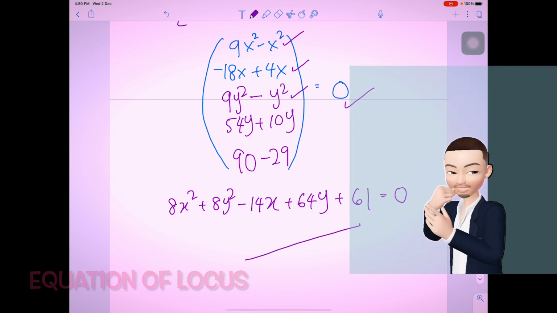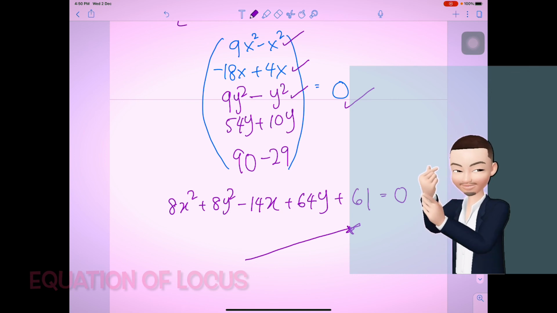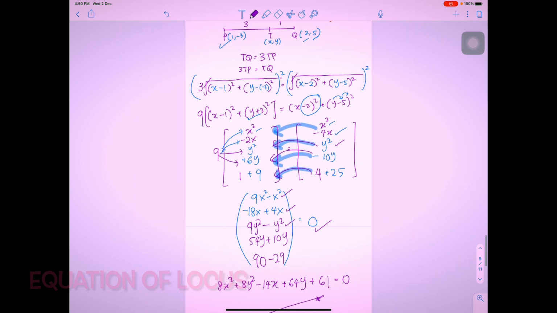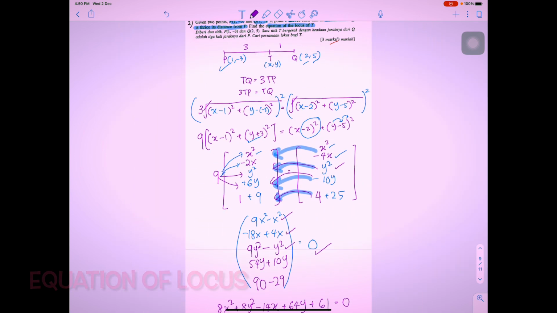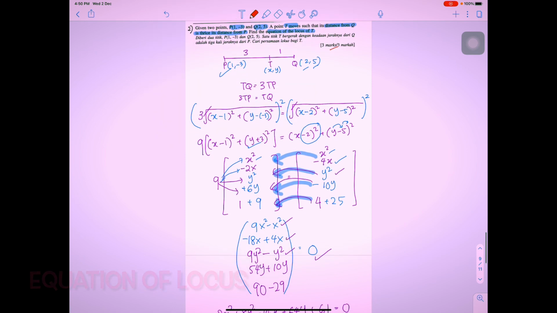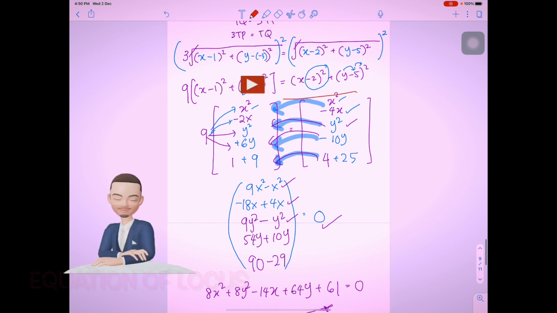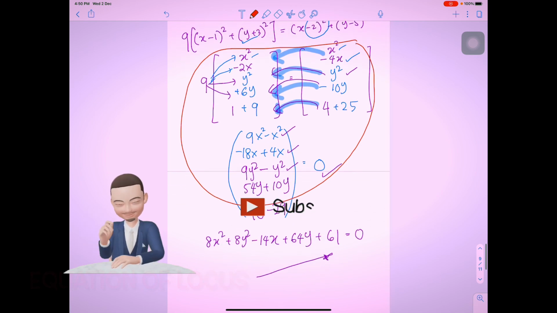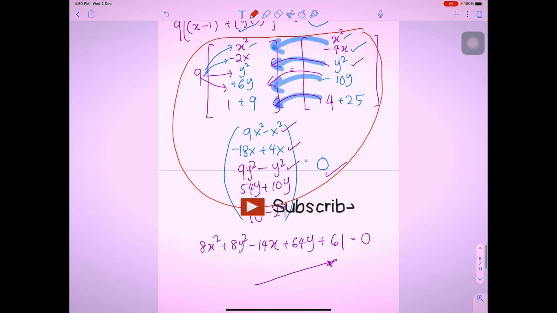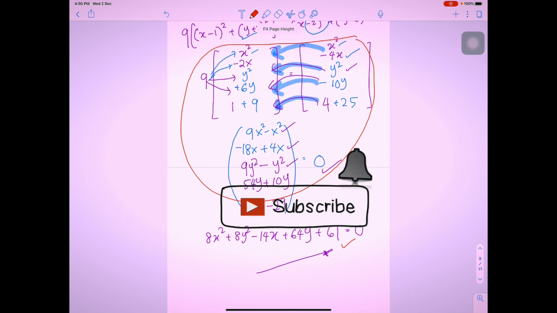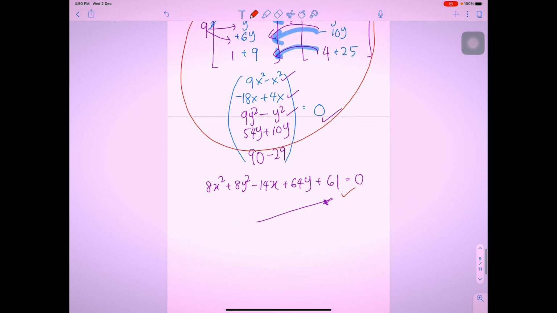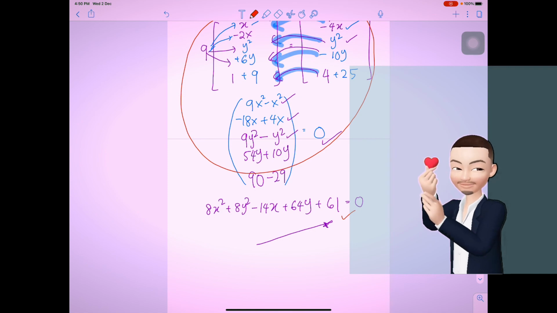So we cannot simplify further. This is the simplest form already. Again, this is the easiest method for you to find the equation of the locus. Normally in this area, students always make mistakes. So we simplify using this method so that your final answer must be correct if you don't make careless mistakes. Okay, so I hope you understand. Until now, thank you.